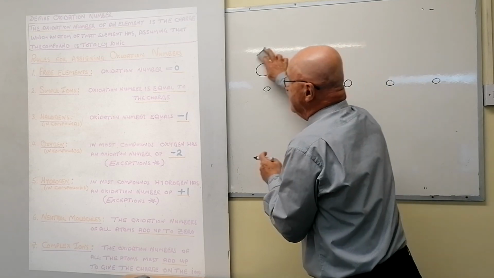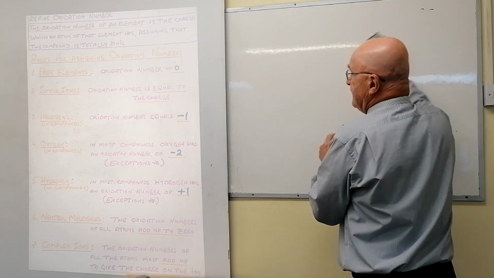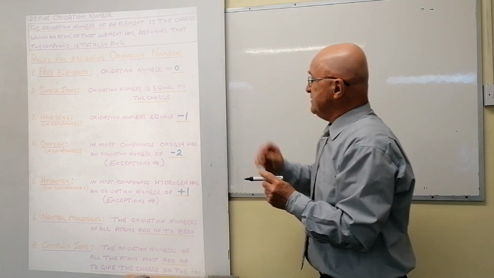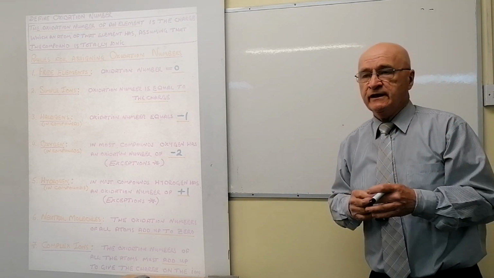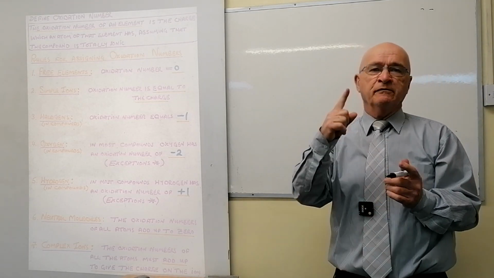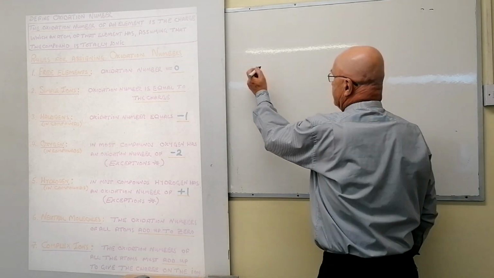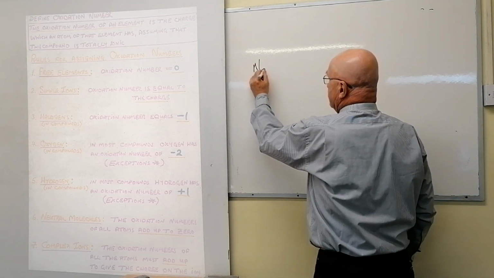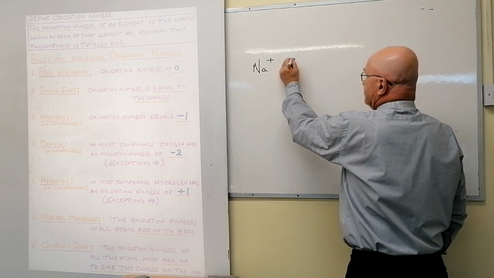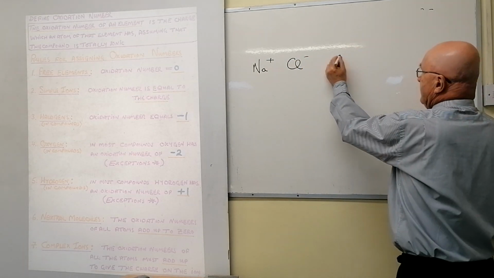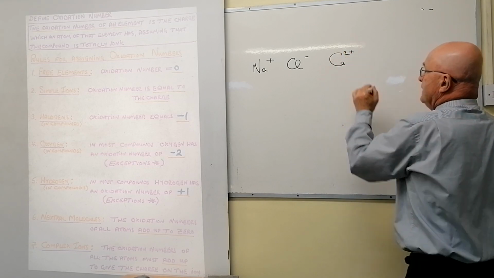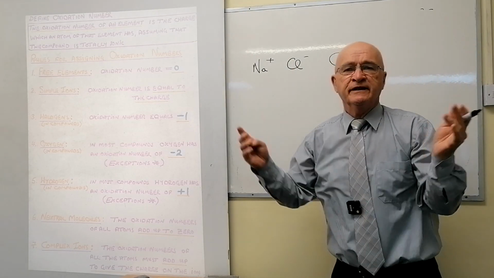Very good. The next rule then is simple ions have an oxidation number that is equal to the charge. Now, are you okay with the idea of a simple ion? A simple ion is an ion with only one element in it. We've met a few already today. There's a simple ion, sodium. There's a simple ion, the chloride ion. Here's a simple ion, calcium. It happens to be 2+, it's in group 2, it's a valency of 2.